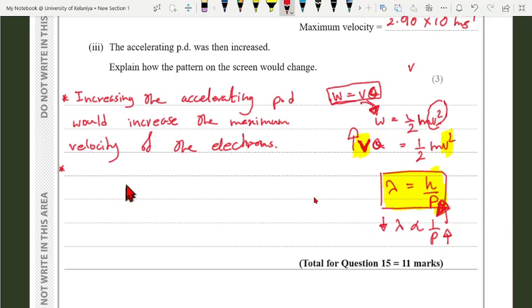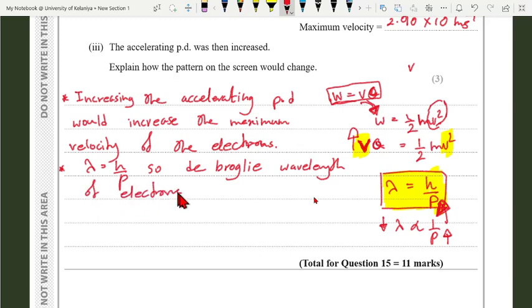So you write that one: lambda equals h over p. So the de Broglie wavelength of electrons decreases. Then if the de Broglie wavelength of electrons decreases, what happens to the diameter?